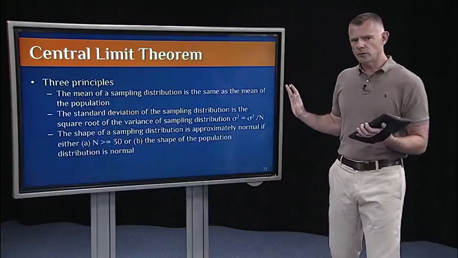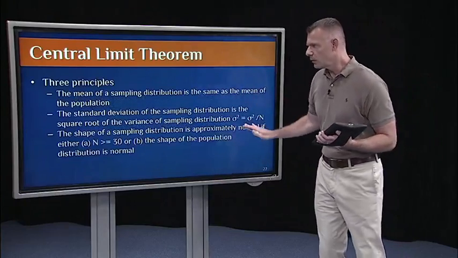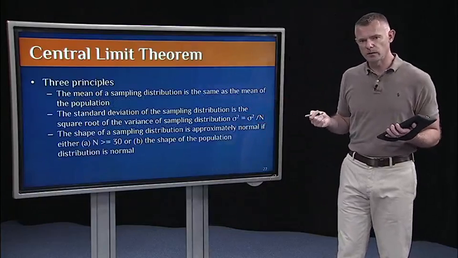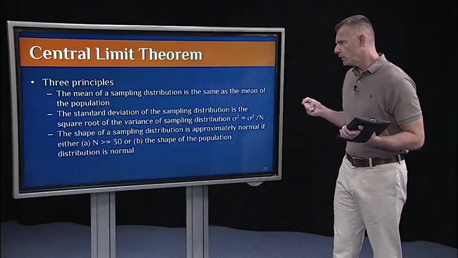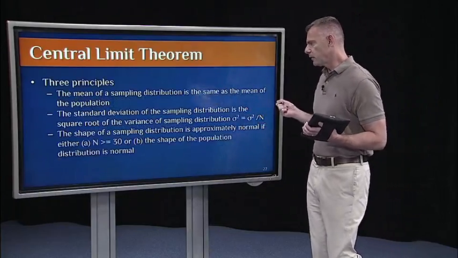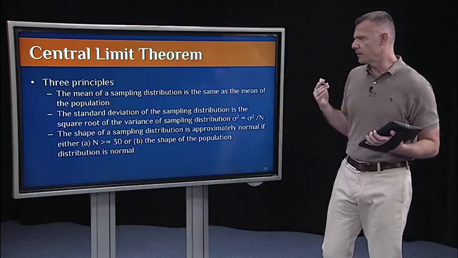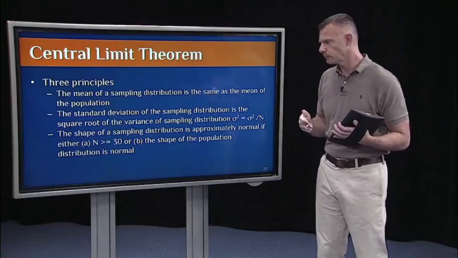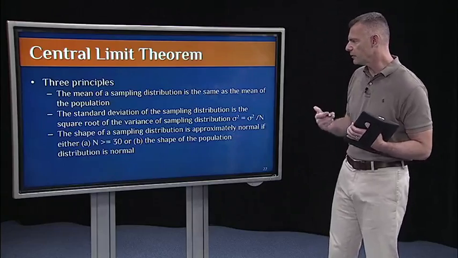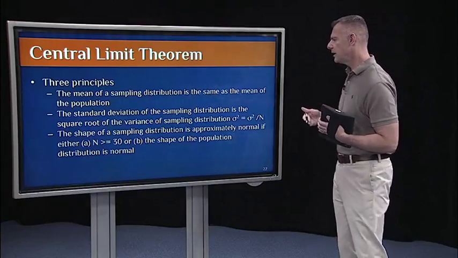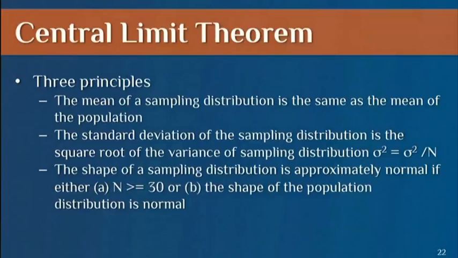So let's look at the central limit theorem. Formally stated, it has three principles. So first, the mean of a sampling distribution is the same as the mean of the population. Second, the standard deviation of the sampling distribution is the square root of the variance of the sampling distribution. That's just saying standard deviation is the square root of variance.